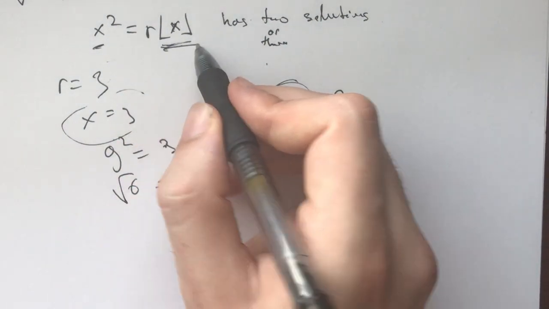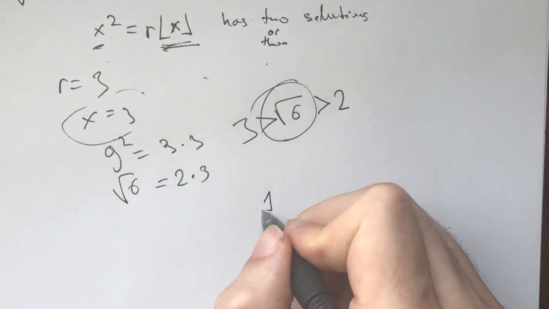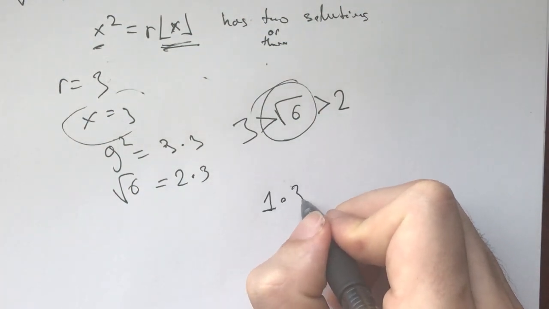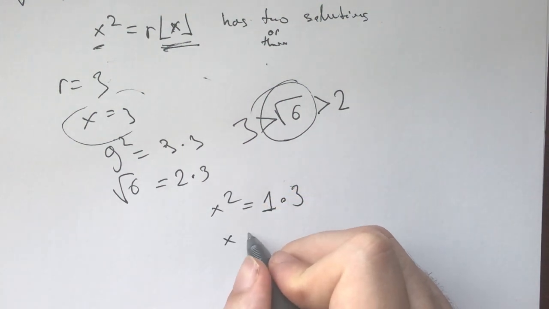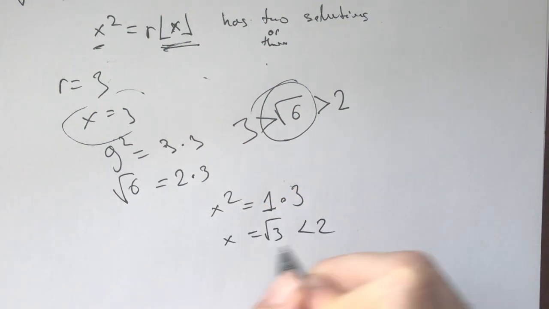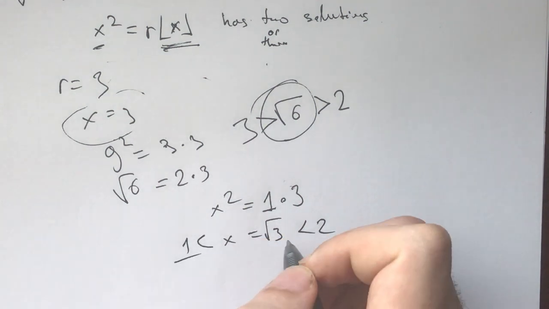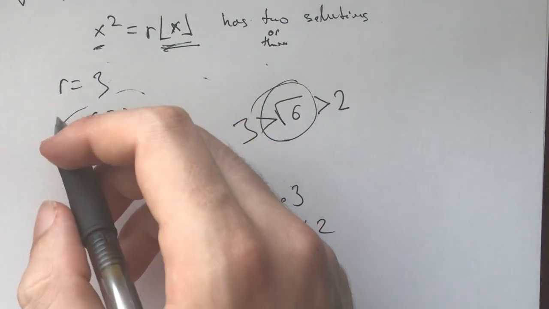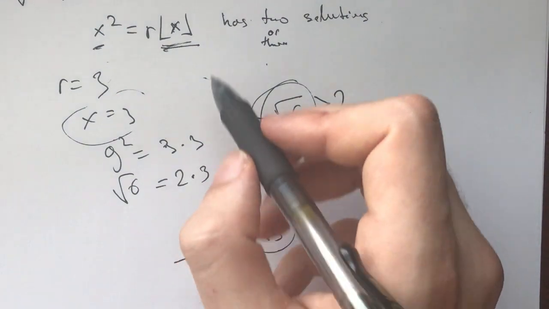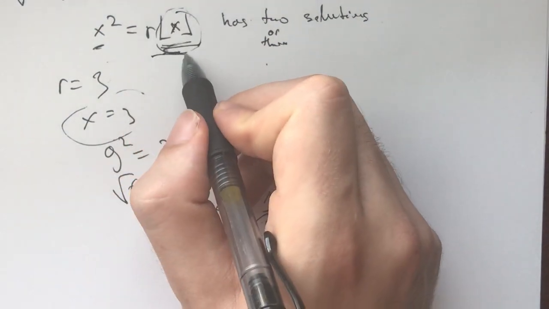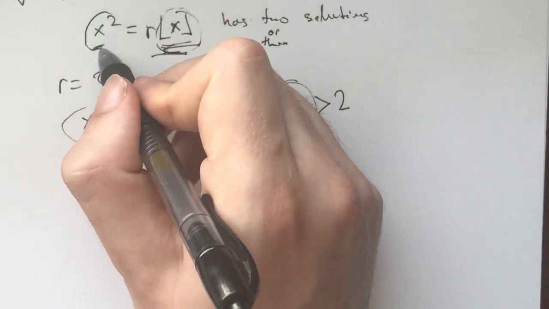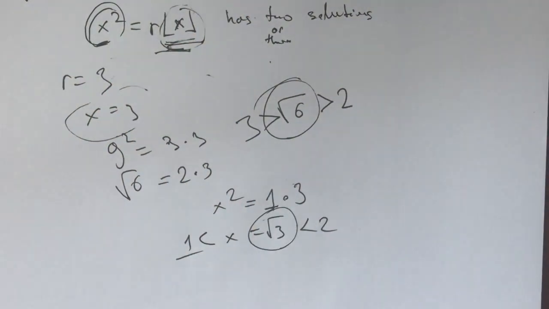Is there a solution with floor 1? We would have 1 times r, which is 3, would need to be equal to x squared, and x would be equal to the square root of 3, which needs to be less than 2 and greater than 1. It is. Okay, so this is how we can get more than one solution. The floor is a positive integer, and that sort of bounds what x squared can be.